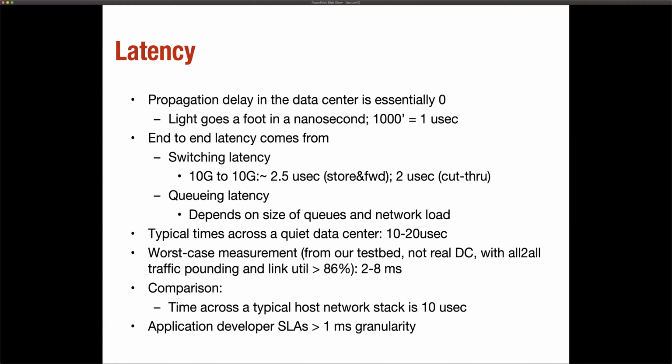In the worst case, measured from the testbed built at Microsoft with all-to-all traffic pounding at a link utilization of 86%, it was around 2 to 8 milliseconds. That's the worst-case latency you can expect in a data center network. Compared to the time it takes for a packet to be processed in a host network stack, which is around 10 microseconds, that's relatively small. For application developers, SLAs are typically greater than 1 millisecond, so latency is not really a concern.